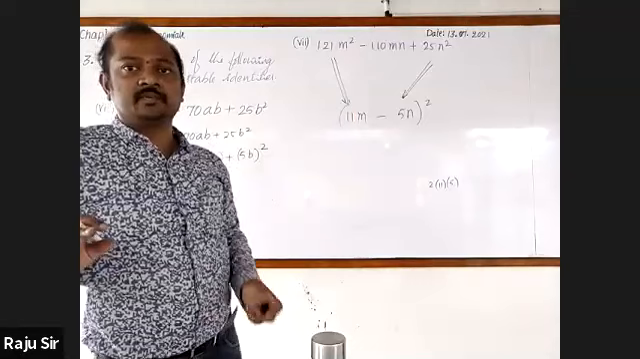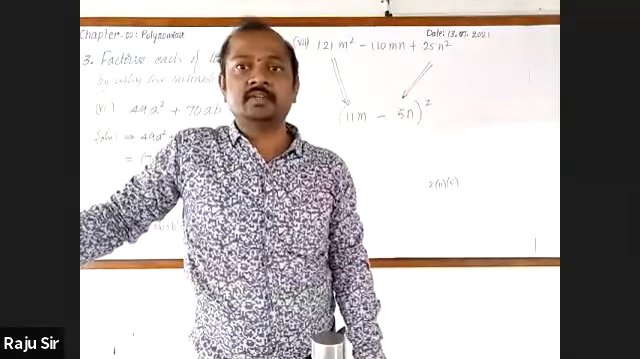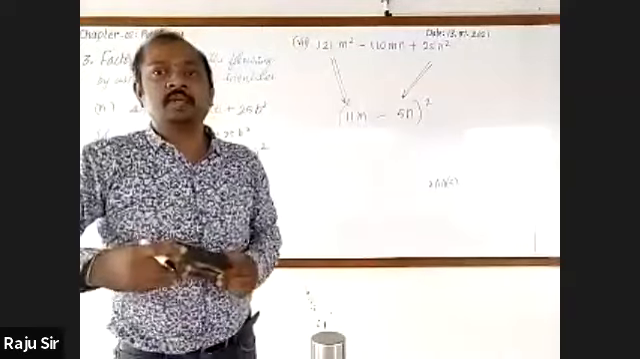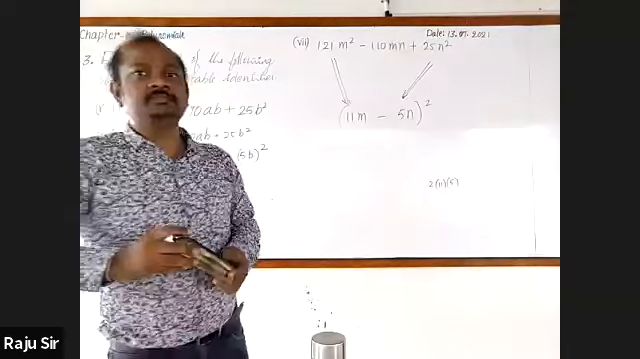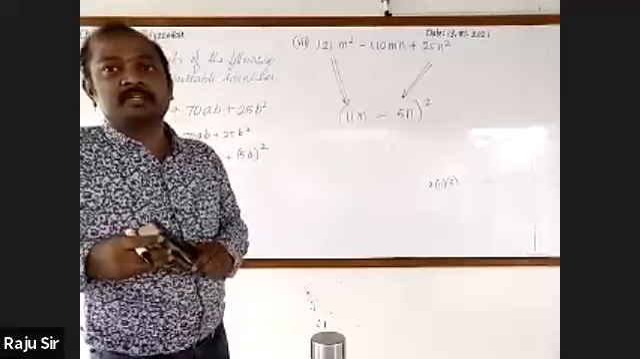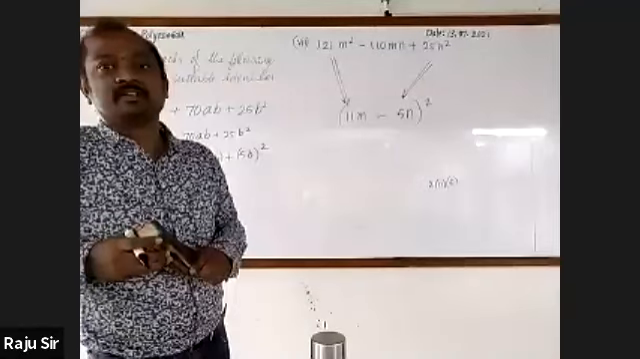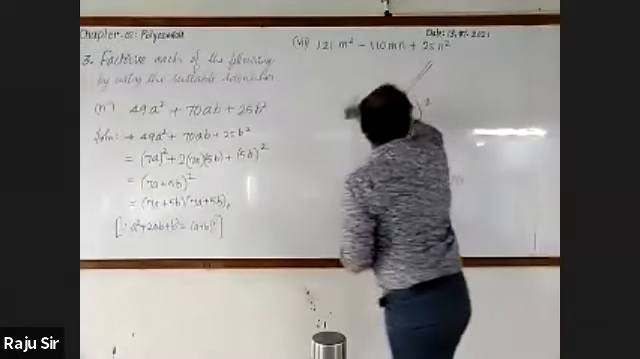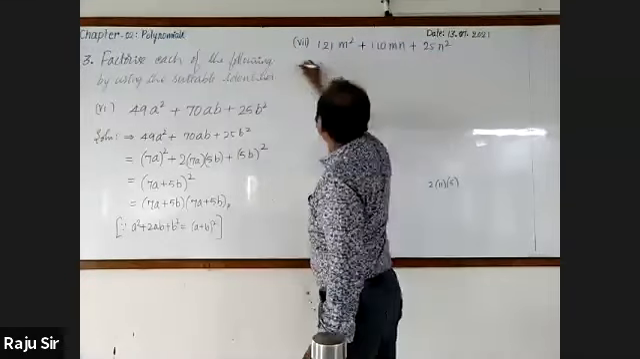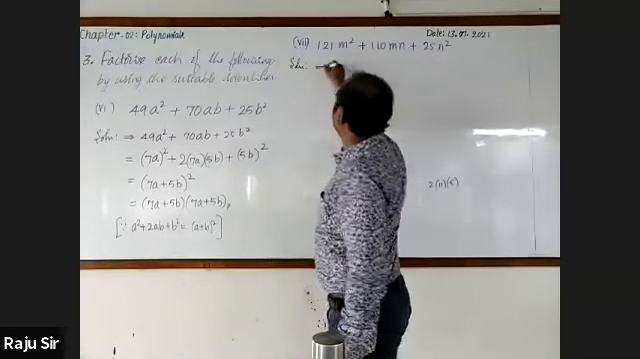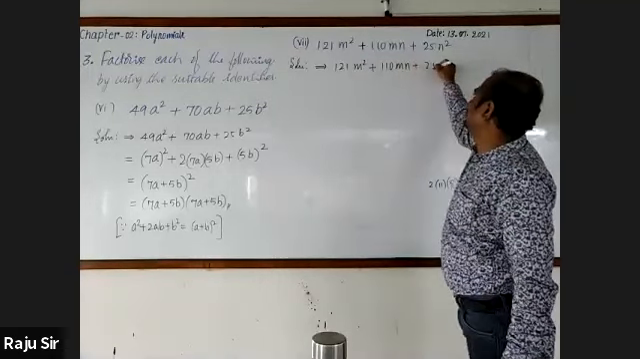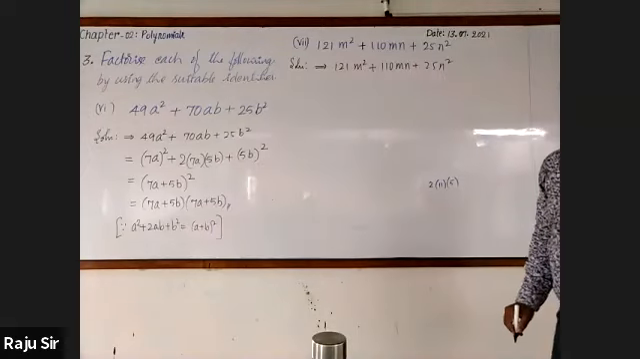Pragati V. Hegde, did you understand? Sir, where is the middle term? Sir, middle term 110. This is the shortcut method for one mark. Now, let me go through the actual steps. 121m square plus 110mn plus 25n square. It is the given statement.